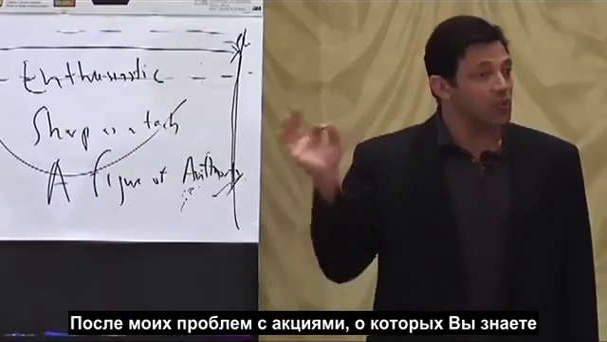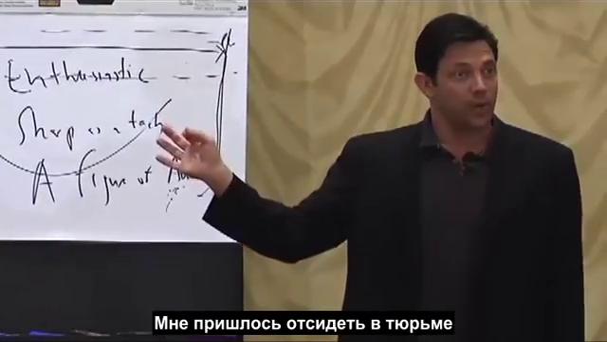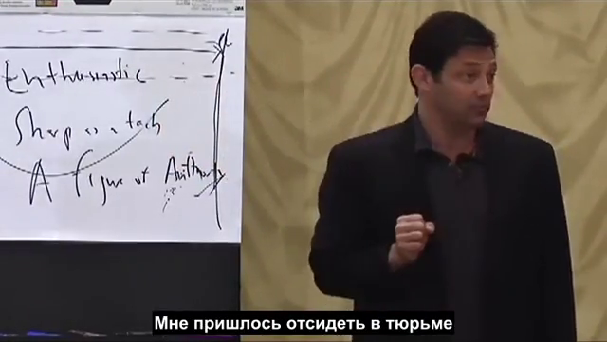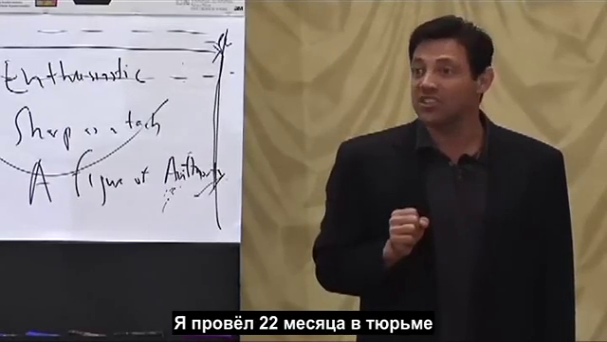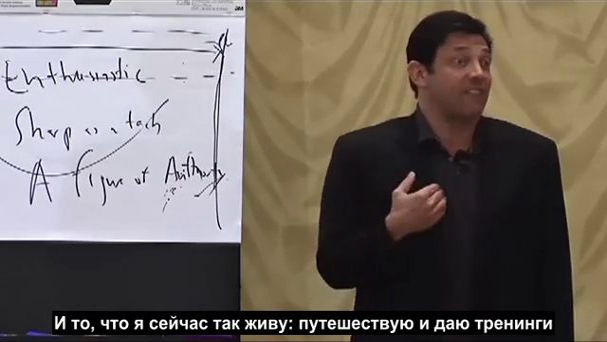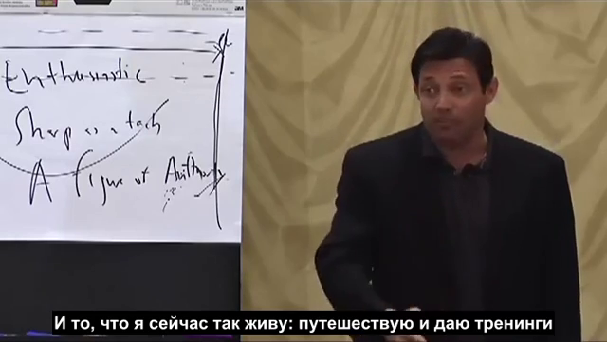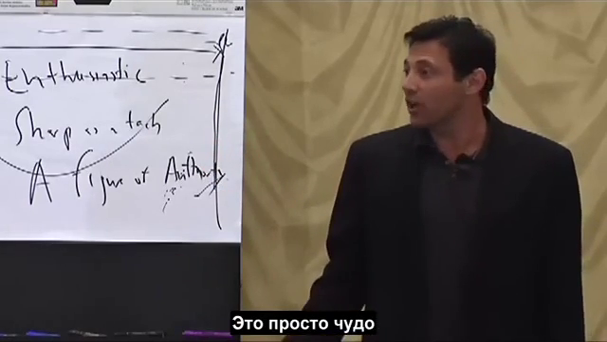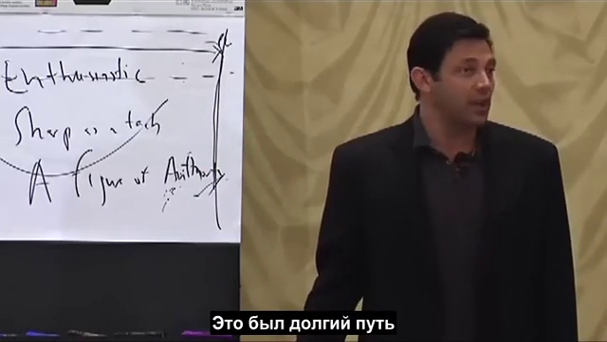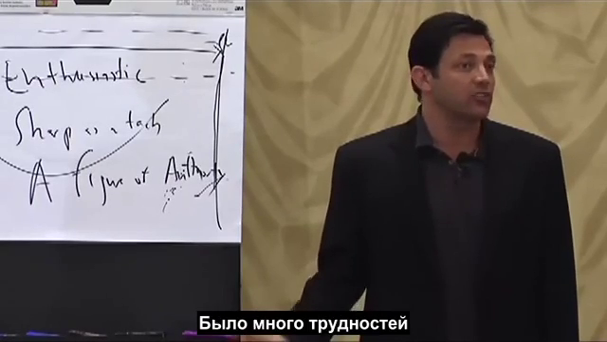I was in the mortgage business. I made a fortune in the mortgage business. After I got in trouble with the stocks, as you know, I had to go to jail. I spent 22 months in jail. And the fact that I have the life I have now, where I go around the world and speak to massive crowds, is a miracle unto itself. And it was a long way back to this point right now, and a lot of struggle.